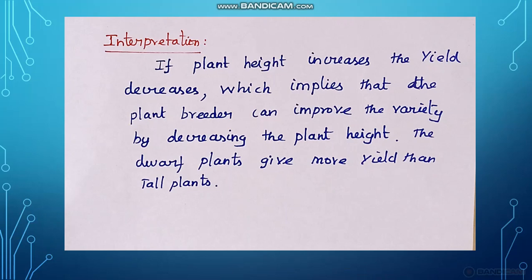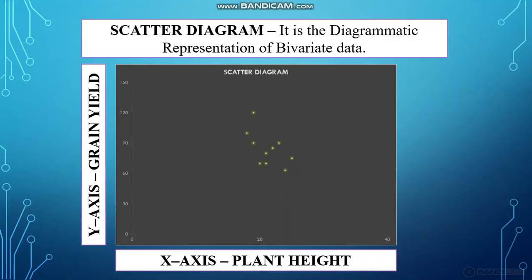Next is the scatter diagram. A scatter diagram is the diagrammatic representation of bivariate data. In correlation we are finding the relationship between two variables, so bivariate data is there. If you plot this bivariate data in the x-y graph, that is called a scatter diagram. The x-axis is plant height and the y-axis is grain yield.